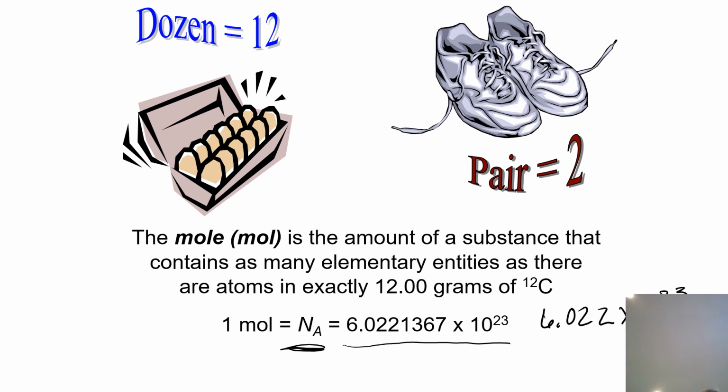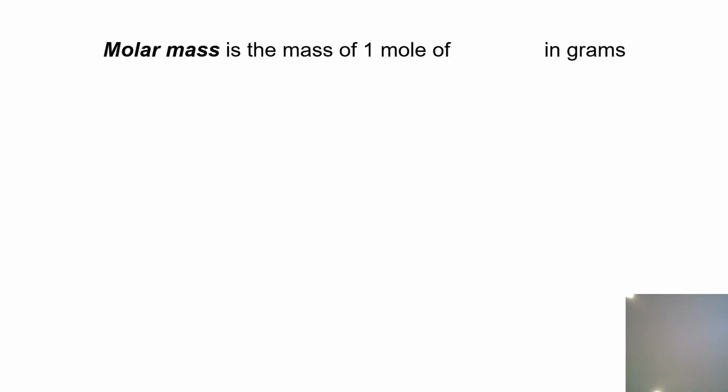So now that we've introduced the mole, we can talk about molar mass. And molar mass is the mass of 1 mole of whatever we are talking about. Again, if we have a mole of eggs, there's going to be a mass associated with that if we weighed them. If we have a mole of shoes, that would have a certain mass. A mole of marbles, a mole of atoms, a mole of molecules. They all have the same number of pieces, but they will have different masses.